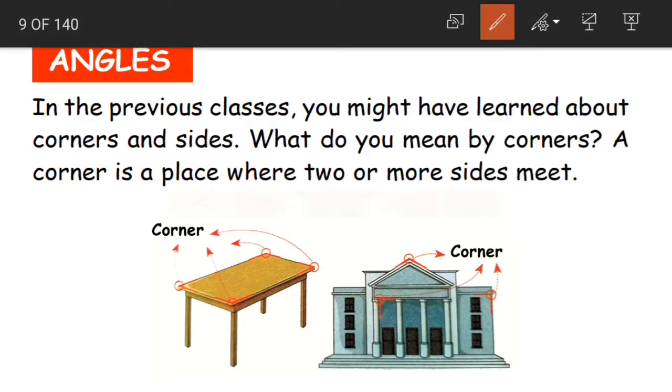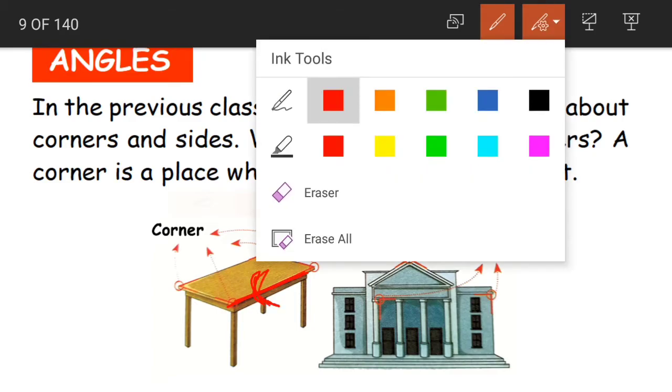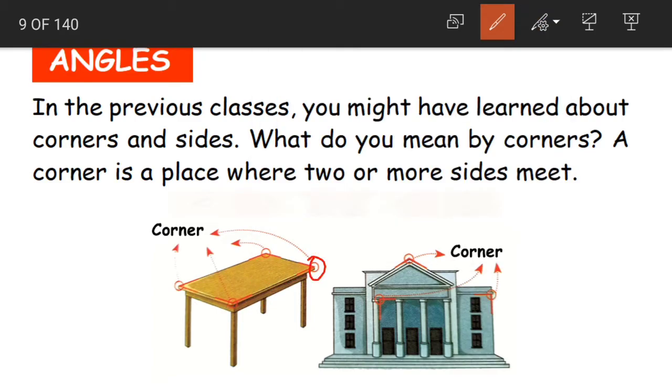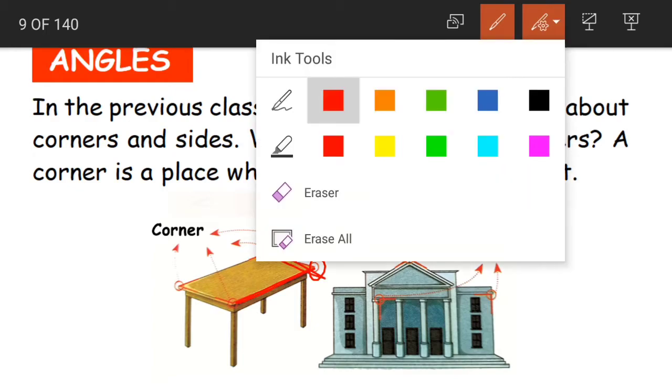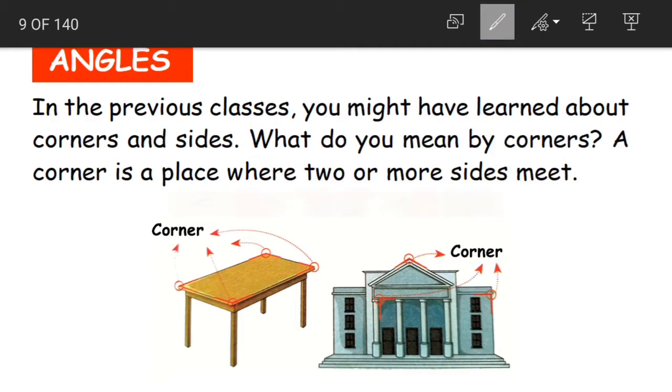What is the corner? As you can see, this is a corner here. And what is the side? Side is where two faces meet. Yes or no? We have learnt in the previous classes that side is where two faces meet. And what is a corner? Corner is where two sides meet. So what is this angle now?